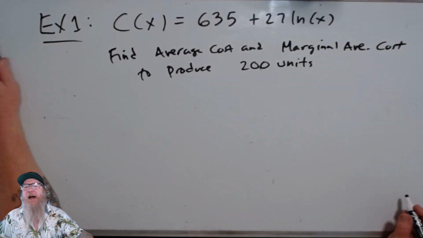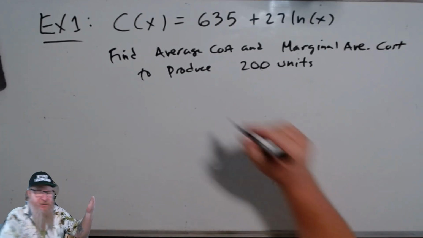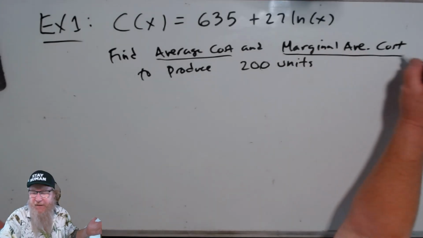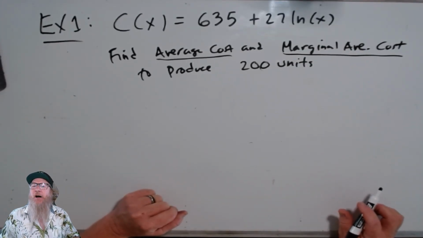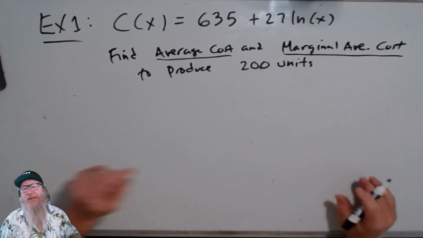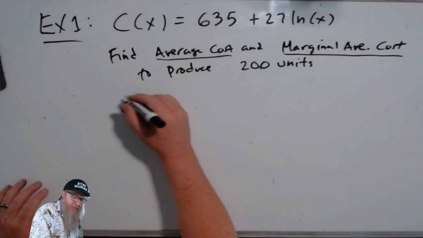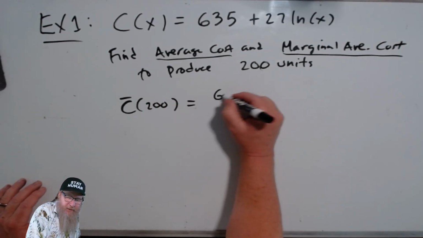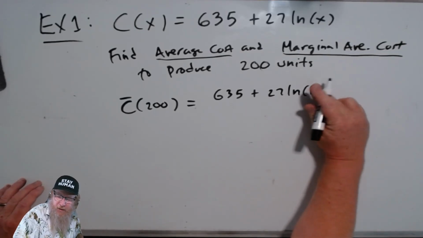So let's just lower the number of units. I'm not going to draw the graphs again. You've already seen it. You know that the average cost is going to go up. It's going to be more than 75 cents. And if I plan this out correctly, which I did this time, the marginal average cost will not be 0. Not that there's anything wrong with 0. If 0 is the answer, then 0 is the answer. But so C hat of 200, 635 plus 27 ln of 200.